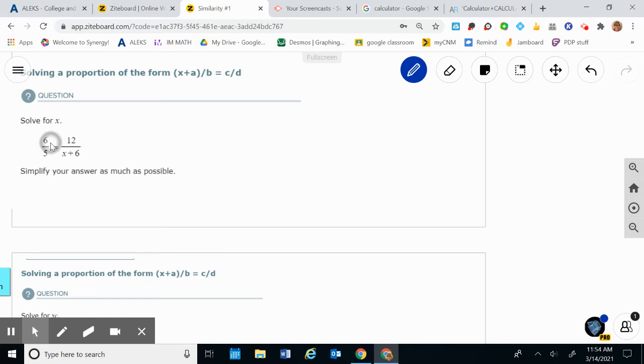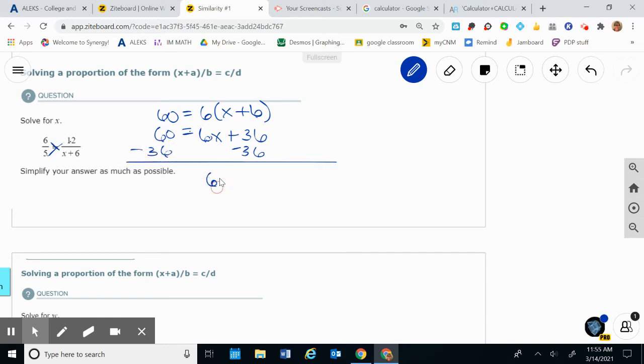All right, so here we go. We're going to cross-multiply again. 5 times 12 is 60. And then you write 6 times x plus 6. Now this is just an algebra problem from here on out, because they like to groom you in your algebra problems. Subtract 36 from both sides. Draw a line because we're not lazy. That's 24. x is equal to 4. 6 times 4 is 24.